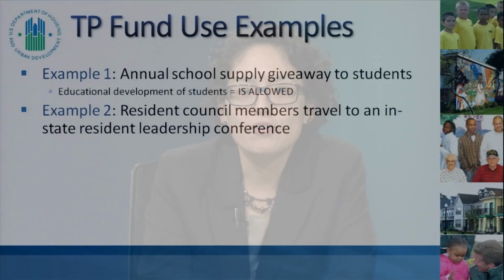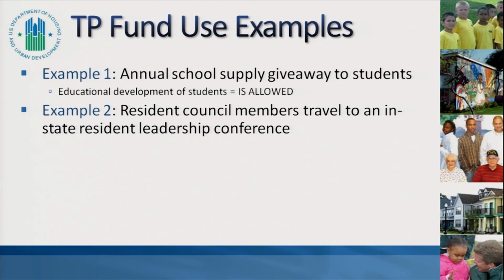Our next example is resident council members traveling to an in-state resident leadership conference. Ed, do you have some thoughts on this example? Yeah, I think that should be an allowable use for 3 reasons. One, it seems like a fairly broad number of residents could take advantage of this opportunity. It'd also be a reasonable cost because it's in-state, and it would provide resident training. So yes, I think it should be allowable.